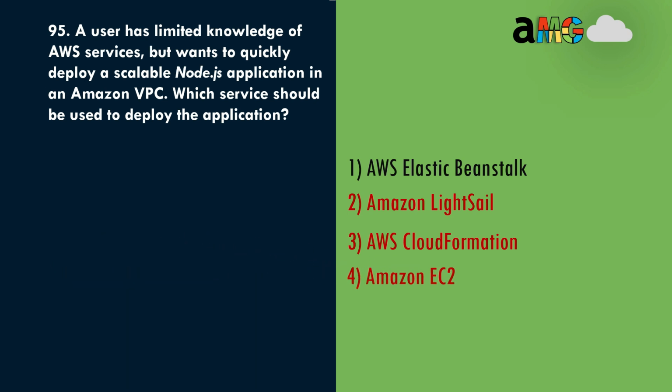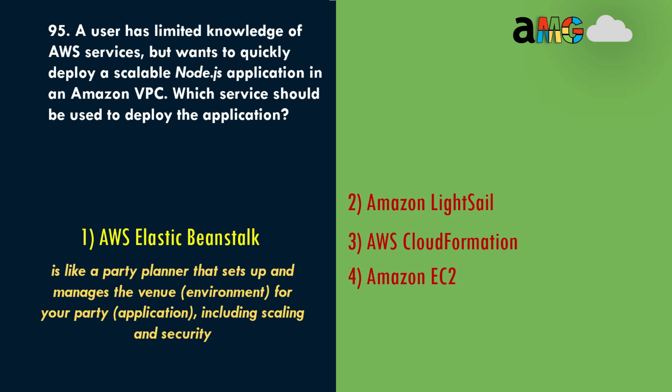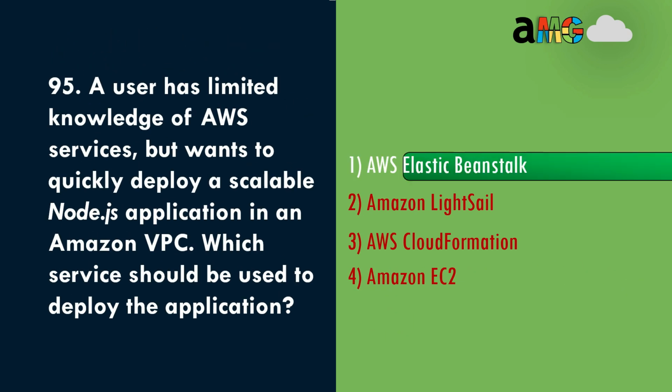Wrong answer. Option 1, AWS Elastic Beanstalk, is like a party planner that sets up and manages the venue for your party, including scaling and security, right? So it manages the environment for the application, right? So this is our correct answer.